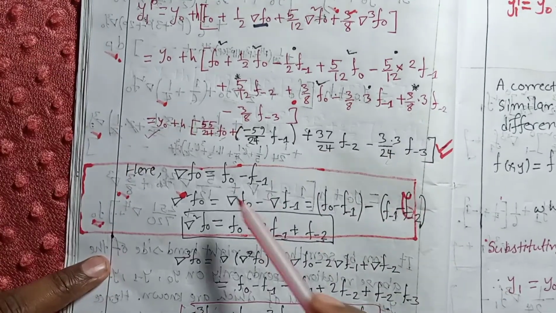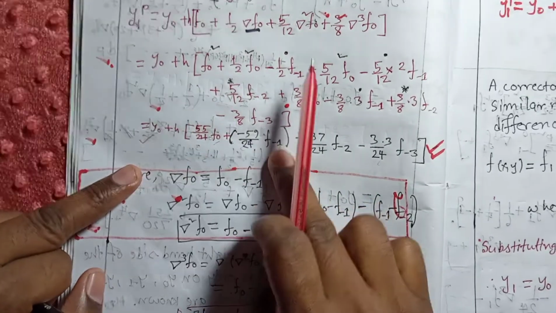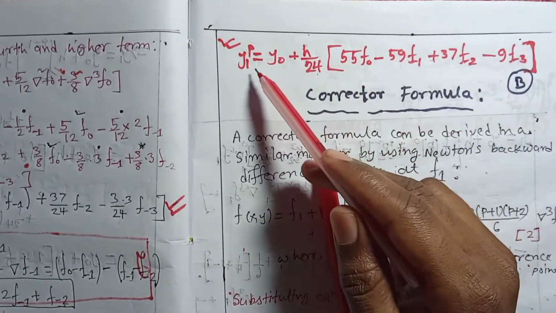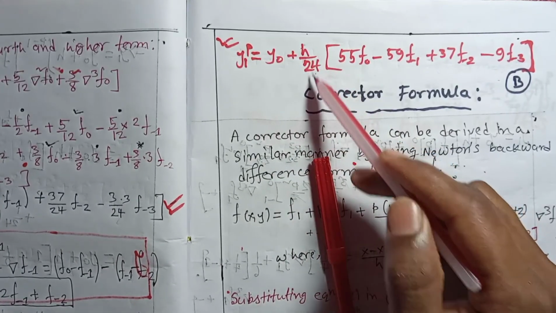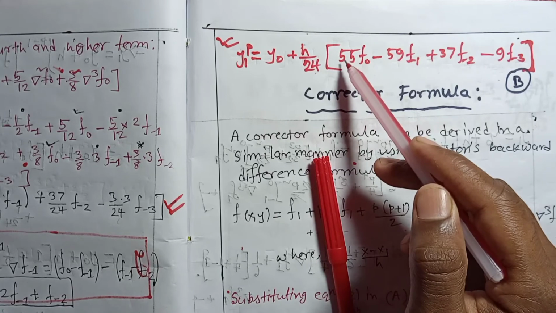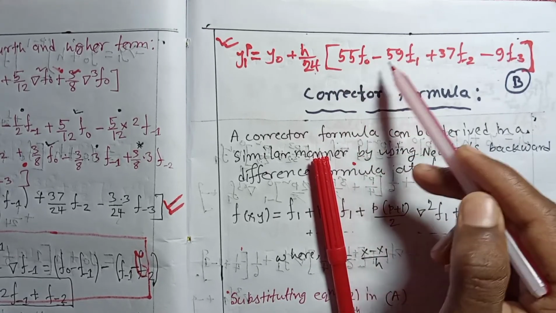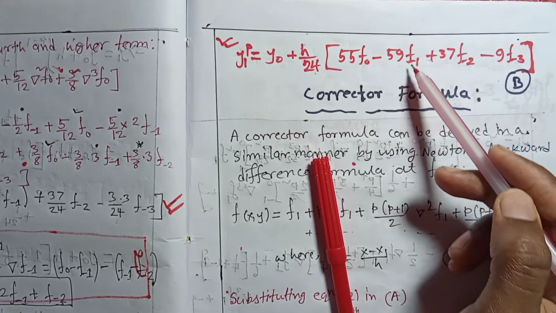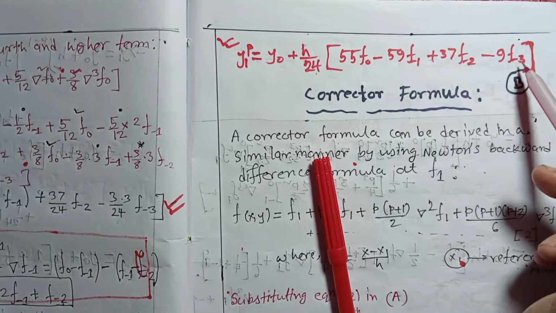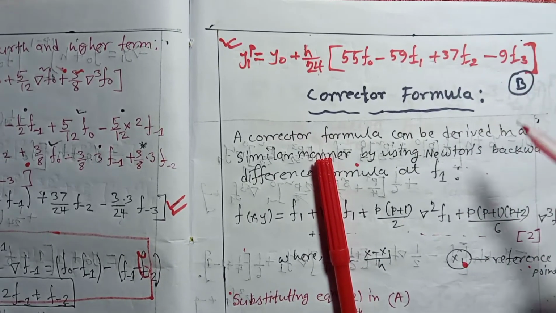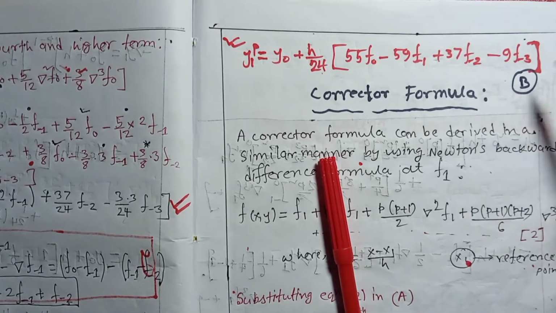We can write this formula in this fashion: y1 p is equal to y0 plus h upon 24 times, taking 1 upon 24 common, 55 f0 minus 59 f sub minus 1 plus 37 f sub minus 2 minus 9 f sub minus 3. This is called the predictor formula.